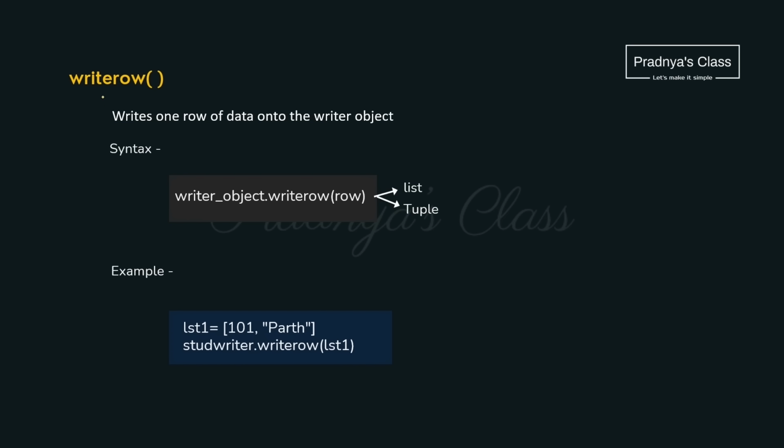Alright, now let's check out this function write row. It works with the writer object. So make sure to note down the syntax, writer object dot write row. And here we will be providing the row. It can be in the form of list or tuple. Look at this example. We are writing one list.